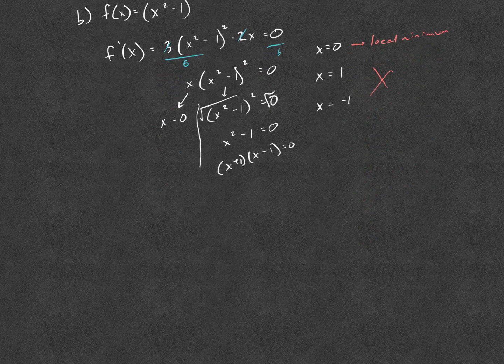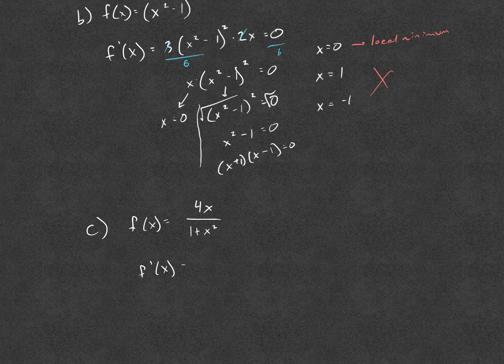Let me scroll up to give myself some more space for part C. And I'm going to rewrite the problem first. It is f of x equals 4x over 1 plus x squared. Now we would use the quotient rule to take this derivative. I am going to give you the simplified derivative. We've had lots of practice with the quotient rule, so I'm not going to go through those steps. That'll just make the video longer. All right, so that is my derivative.